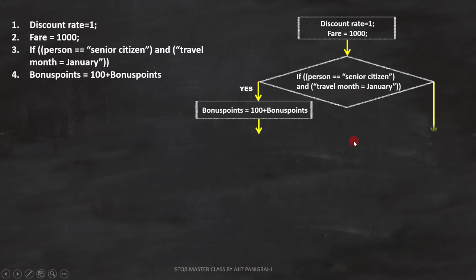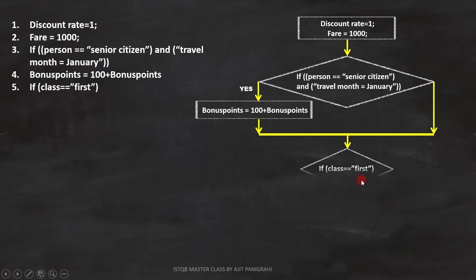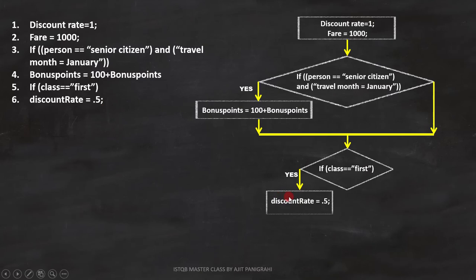Fifth statement is, if class equals first, which is a condition, we can represent it like this. And if this condition is true, line number 6, discount rate equals 0.5 will execute. Since it is a statement, we can represent it like this. Since there is no else part, we have to do nothing if the condition fails.